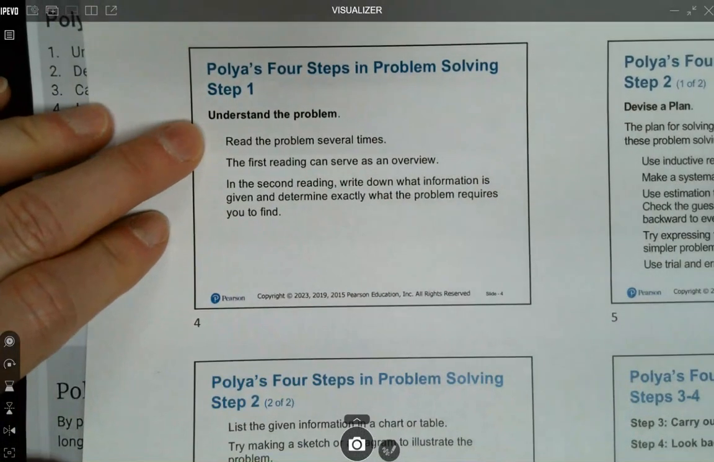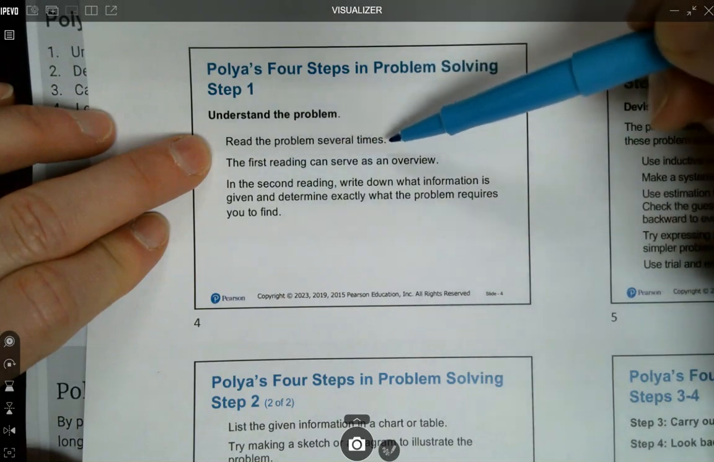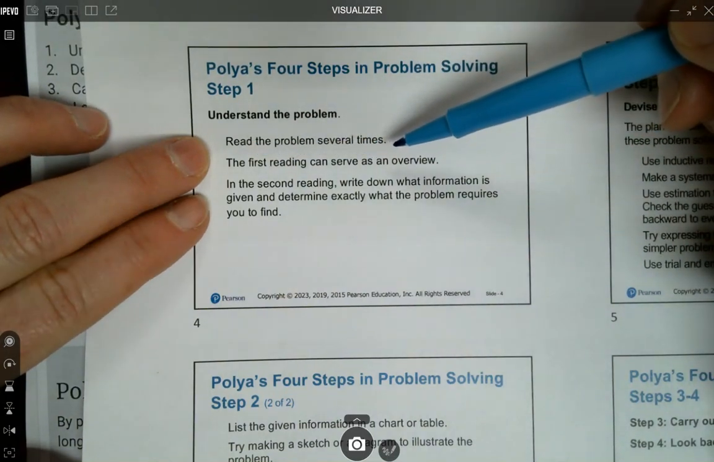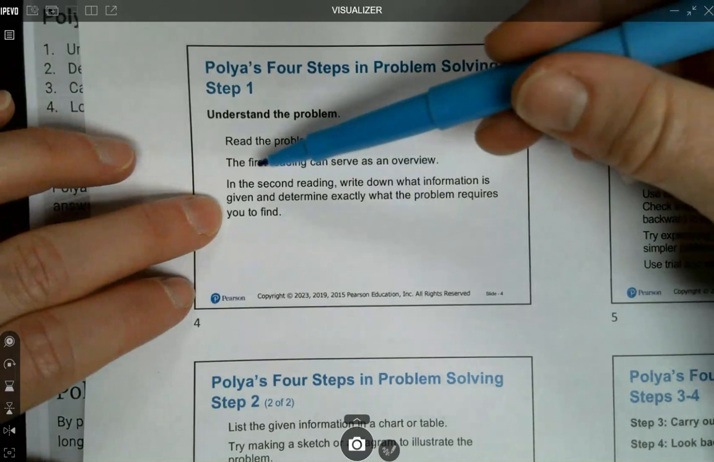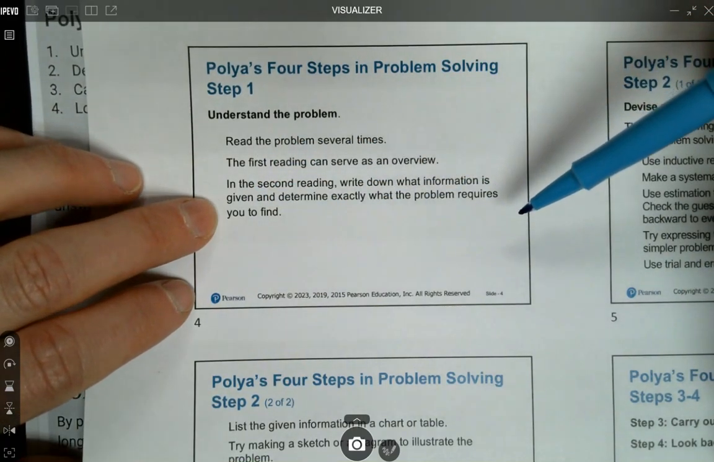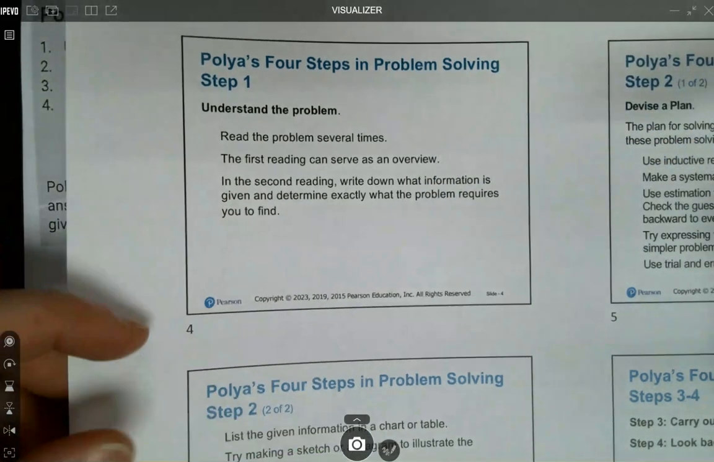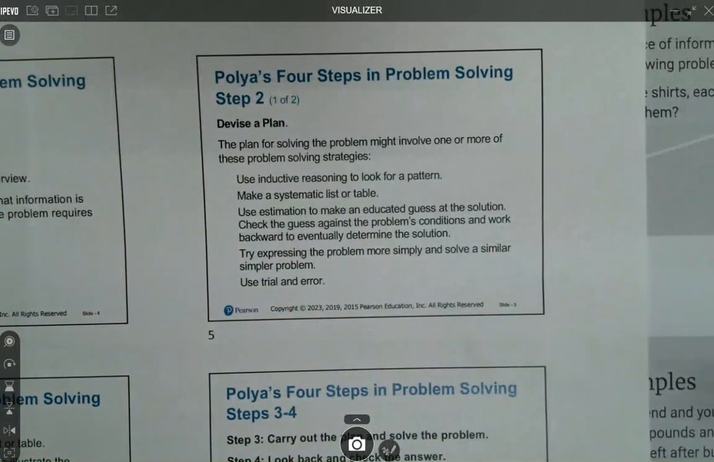To understand the problem, you're going to read it. You're not going to just read it one time, you're going to read it multiple times. And then after you read it a couple of times, you can start writing down information that's given so that you know exactly what you have and exactly what you're asked to find. Then you can devise a plan.